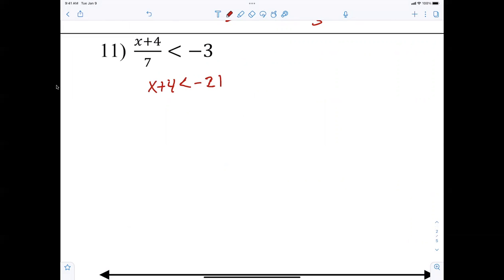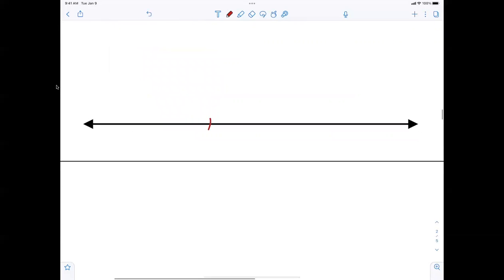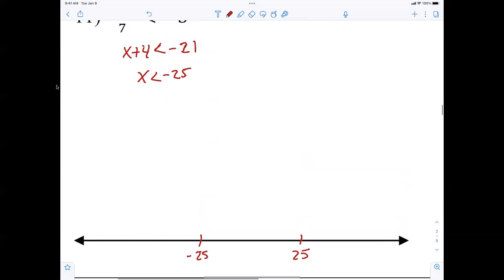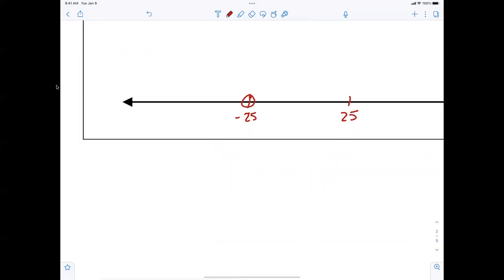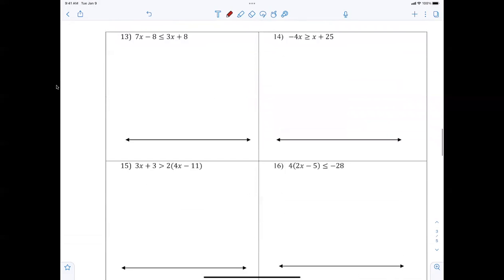No. Did I multiply by a negative? No, I did not. Just because the 3 is negative doesn't mean I change the sign. I multiplied by 7, so we don't change the sign. So now we just say x is less than what? -25. Negative 25. So then we come over here, we put negative 25 on our paper and less than, open circle, going in which direction? Left. Again, I'm agreeing with you. Super duper easy.